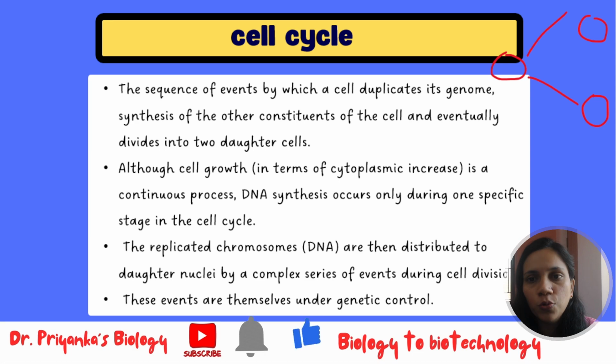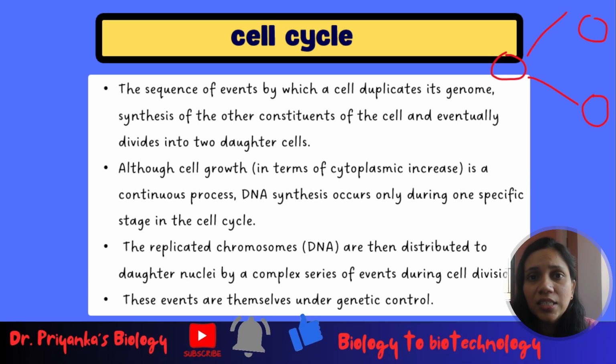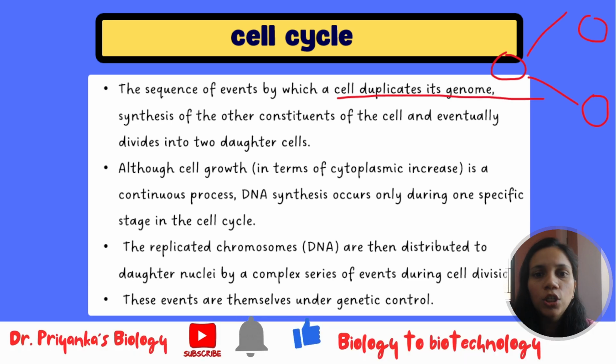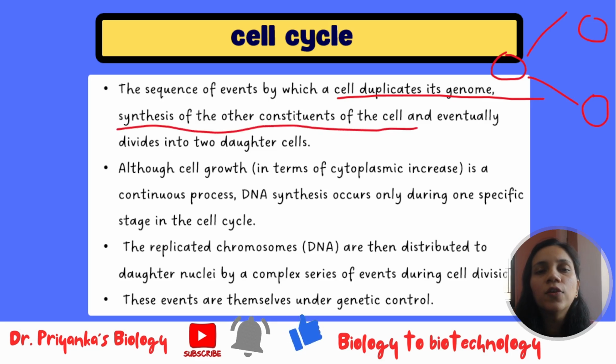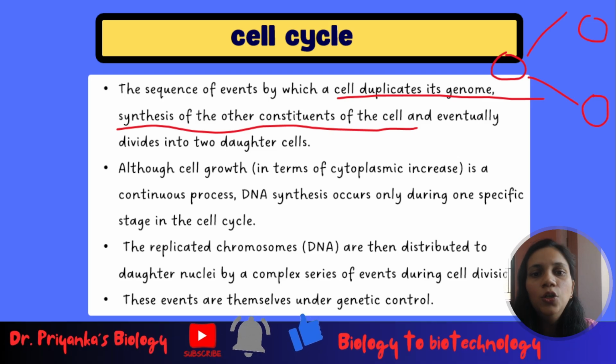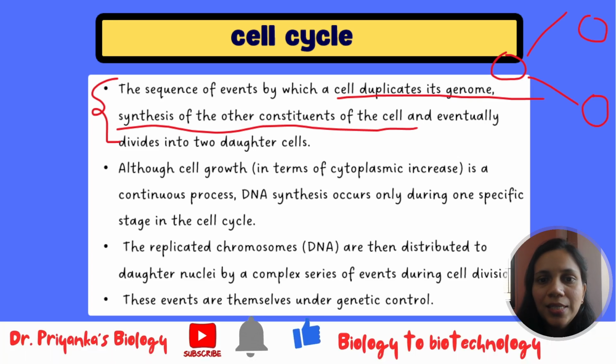Secondly, its other constituents, the cytoplasm and other components, are also divided equally into both the cells. So a cell cycle is a sequence of events in which, one, there is duplication of the genetic material or genome. Two, there is synthesis of other constituents of the cell. And finally, the end result is two daughter cells. You have to remember these three things when you define a cell cycle.